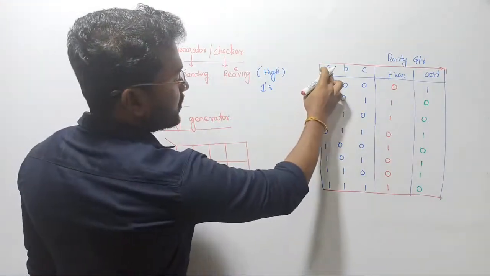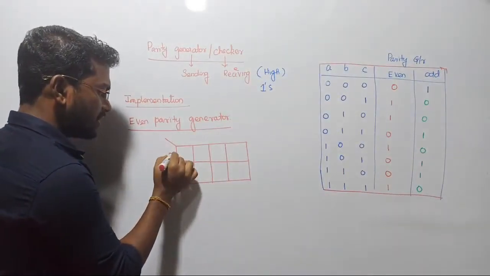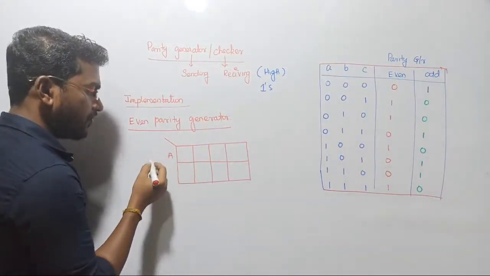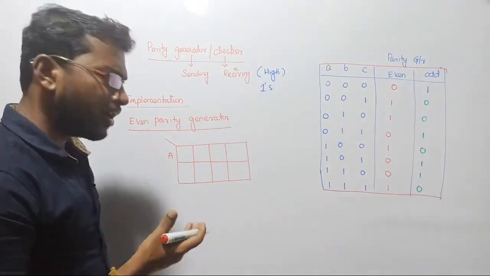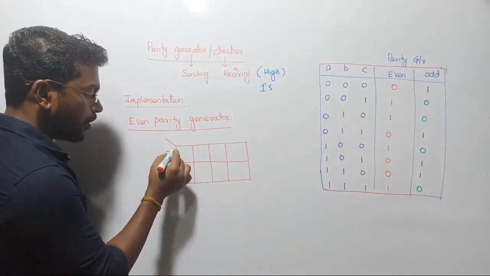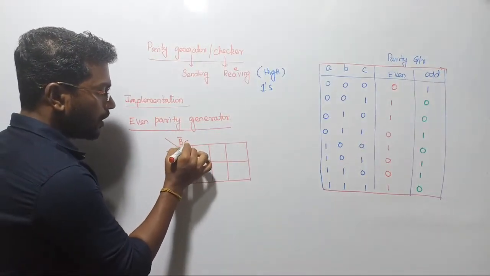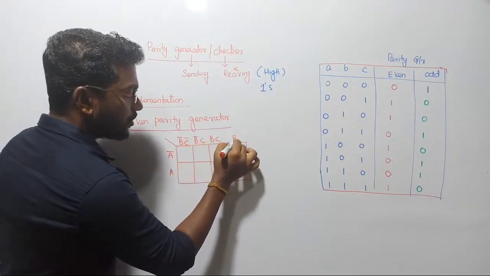Guys, here I was considering small a, b, c, right? I told you we can also consider capital letters. I just took it like that. You can change it if you want. Since we are writing all expressions in sum of product form, let me write in SOP form only. So it is going to be A bar, A automatically. This is going to be B bar C bar, this is going to be B bar C, this is BC and this is going to be BC bar.